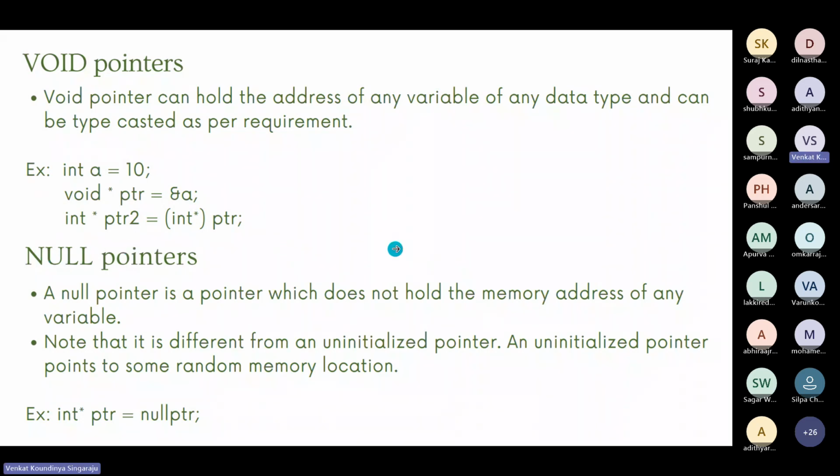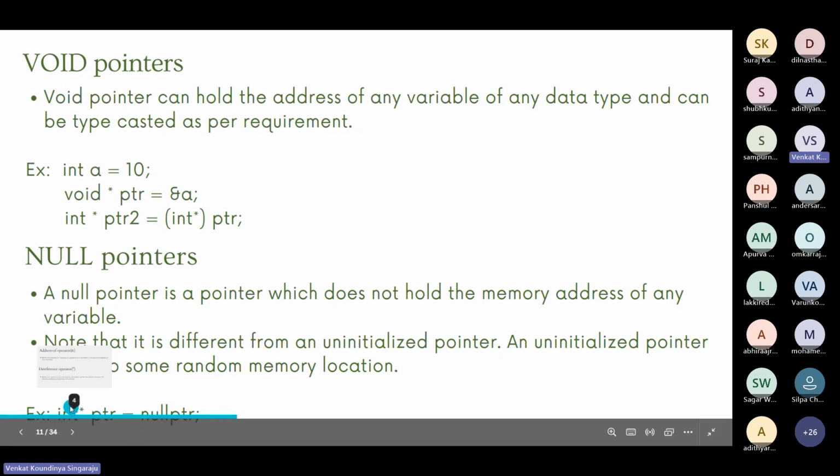And the third special kind of pointers are null pointers. Null pointers do not hold the memory address of any variable. Note that this is different from uninitialized pointers. Uninitialized pointers might point to some memory addresses, but you can't predict what it is. It can point to anything. But null pointers don't point to anything at all. This is how you declare a null pointer: int star ptr equal to nullptr. We use the keyword nullptr.